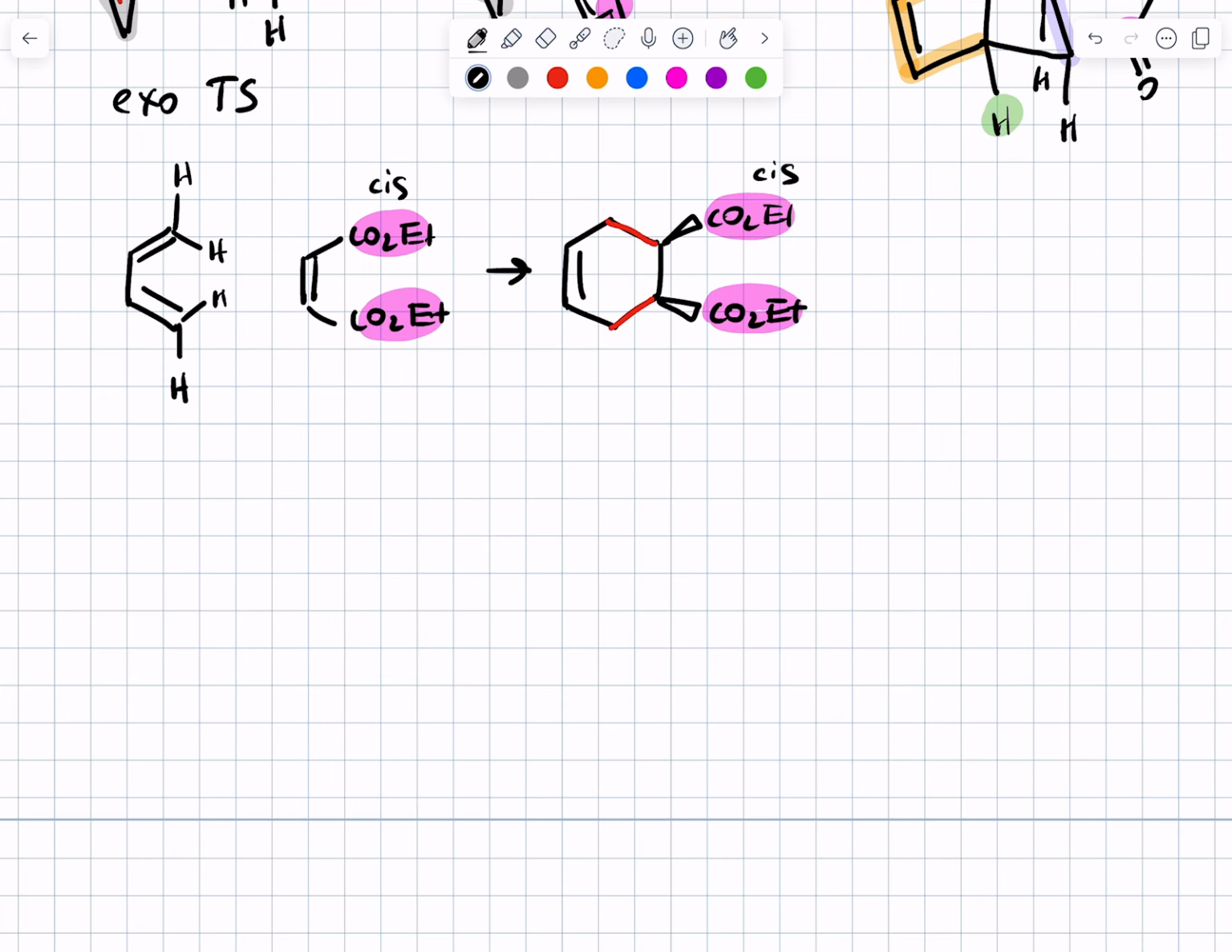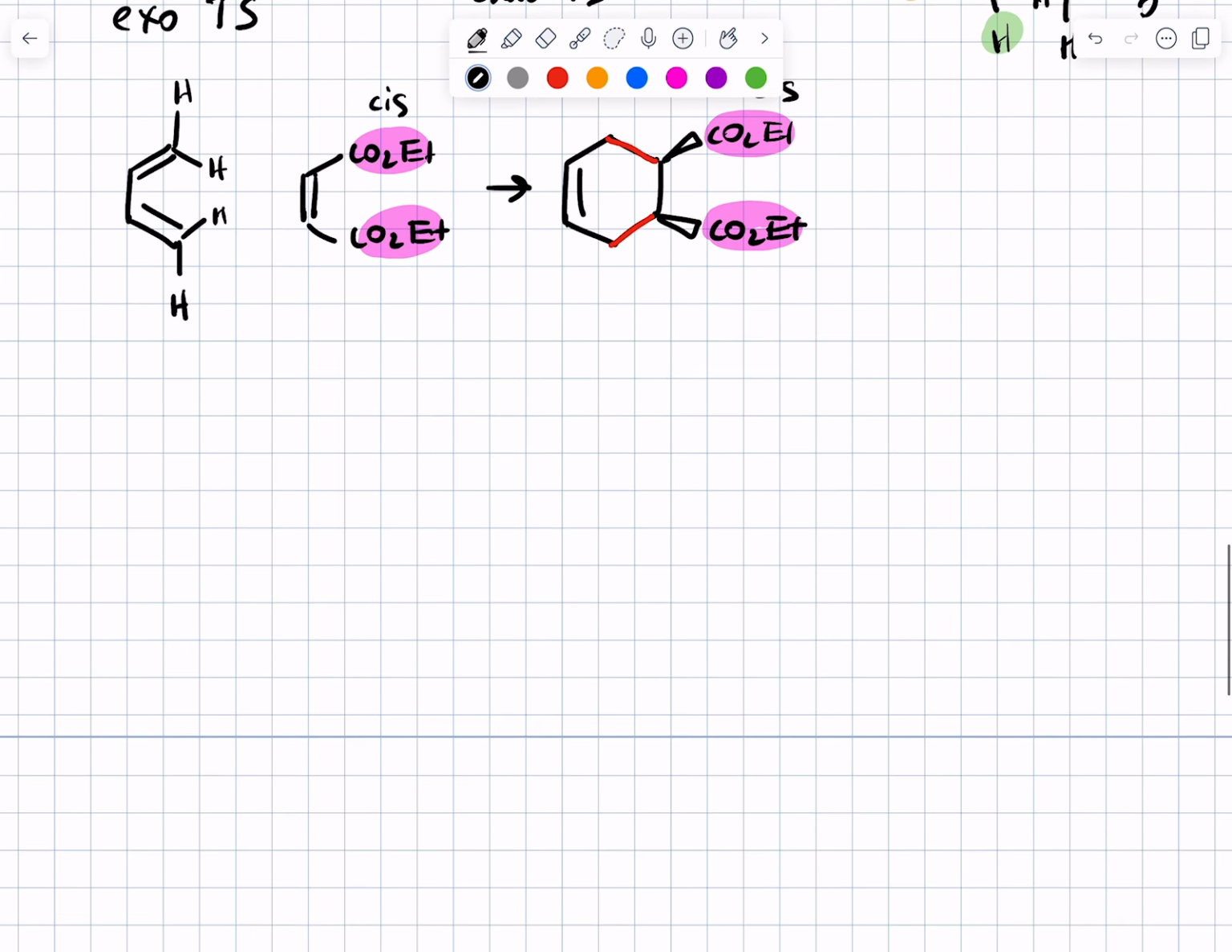Yes? Why do you know that endo versus exo is not an issue? Because I have no way of distinguishing the groups that are inside versus outside because they are hydrogens. I can do it here with colors, but chemically I can't.